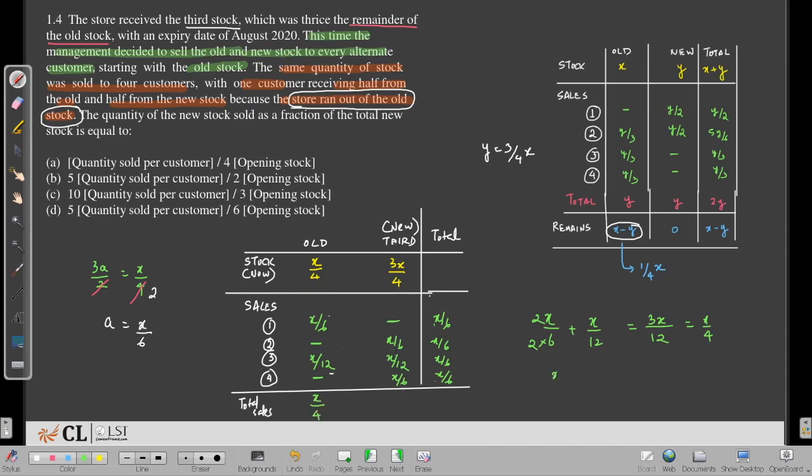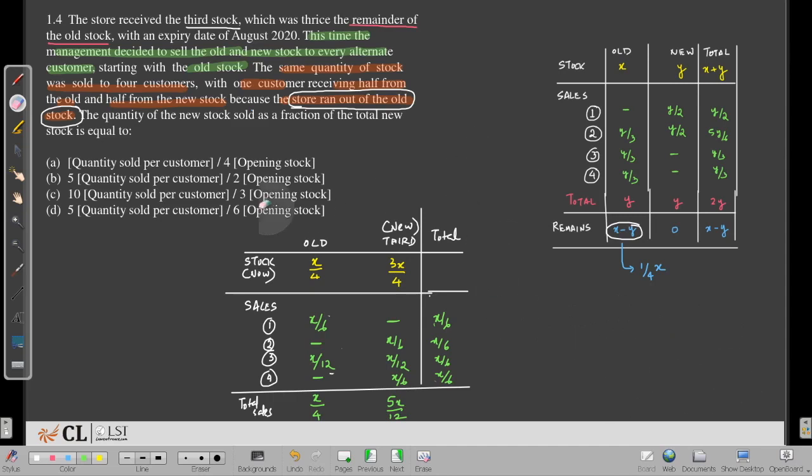The total sale for the new stock will be X by 6 plus X by 6 plus X by 12. Okay, so we multiply this by 2, giving 2X by 12, which will be 2, 3, 4, 5, so 5X by 12. So this third stock is 5X by 12. And that, ladies and gentlemen, is the math that we have to use to answer everything.